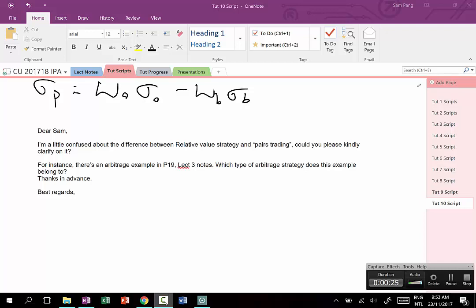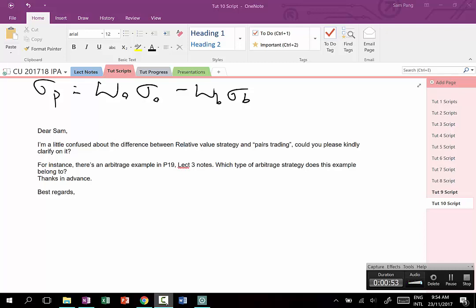It's faster this way. So the question is, I'm a little confused about the difference between relative value strategy and pairs trading. Can you please kindly clarify on it? For instance, there is an arbitrage example in page 19, lecture 3 notes. Which type of arbitrage strategy does this example belong to? Thanks in advance.